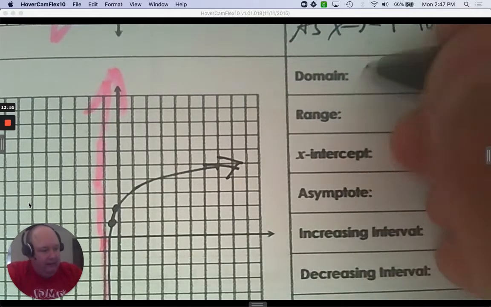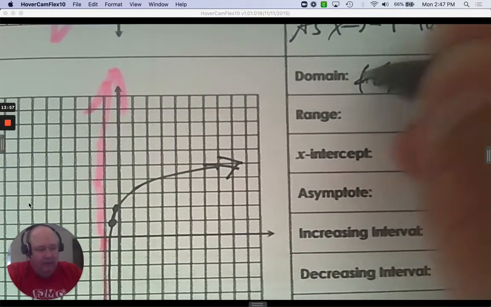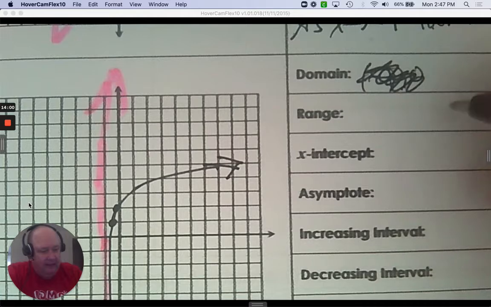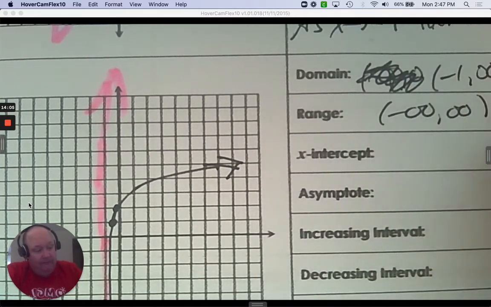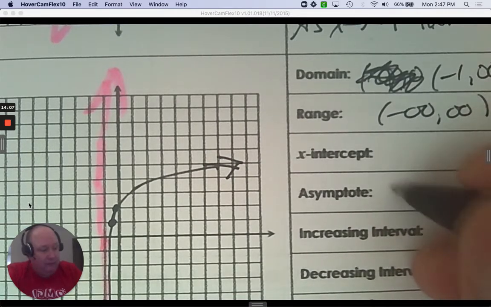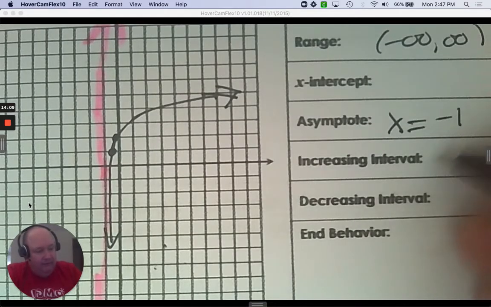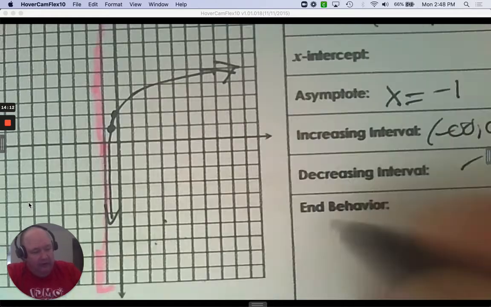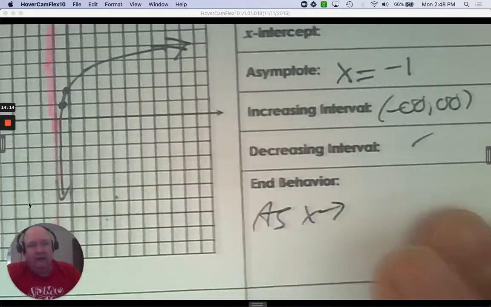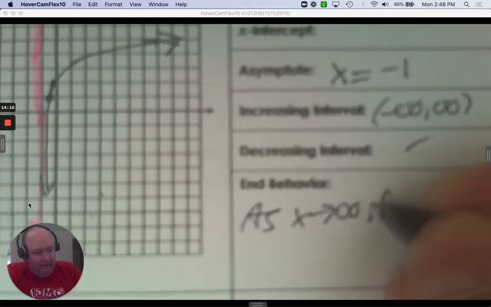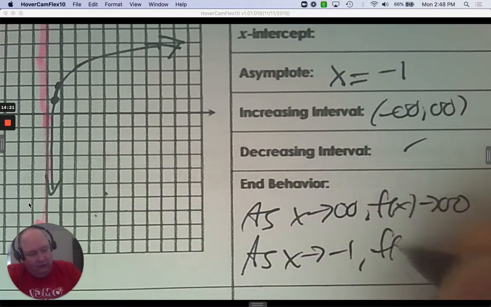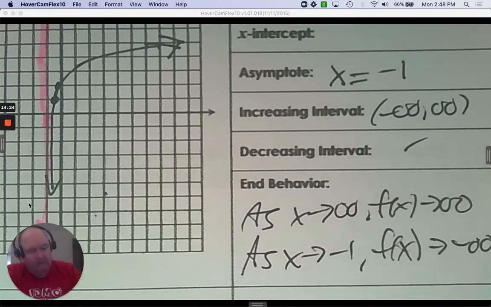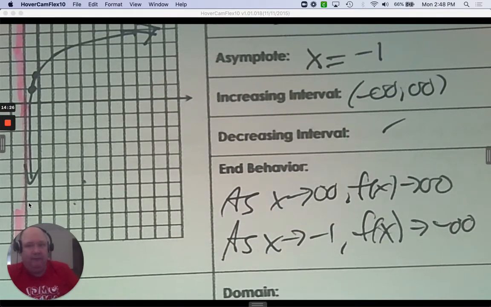Now the analysis. The domain is all real numbers. No, it's not. There's an asymptote. It goes from -1 to infinity. The range is all real numbers. I don't care about the x-intercept. The asymptote is at x equals -1. This is an increasing function. And the end behavior. So as x approaches infinity, the function goes to infinity. As x approaches -1, the function goes to negative infinity. So then you have your end behavior off the graph.